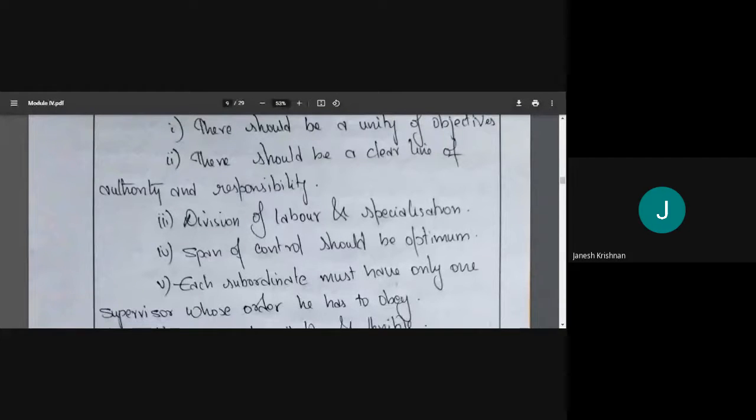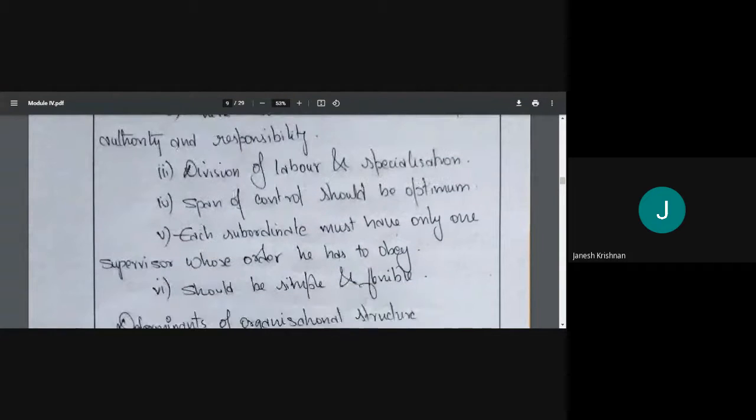Then span of control should be optimum. It should not be less, it should be optimum: what that person can carry out. One person may be able to guide 3 or 4 groups because he or she may have time. Some other person has a family or something, and may not have the time to guide 2, 3 groups. So she says, I don't have time, I'll have some problem, I'll take 2. So the span of control should be optimum.